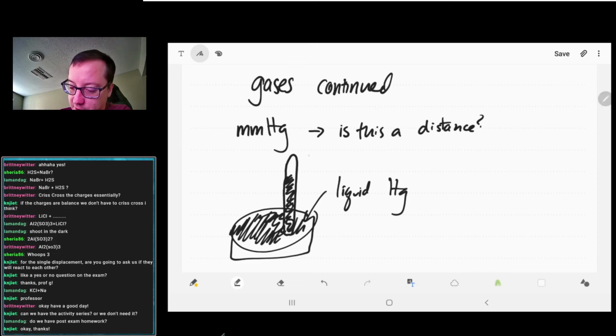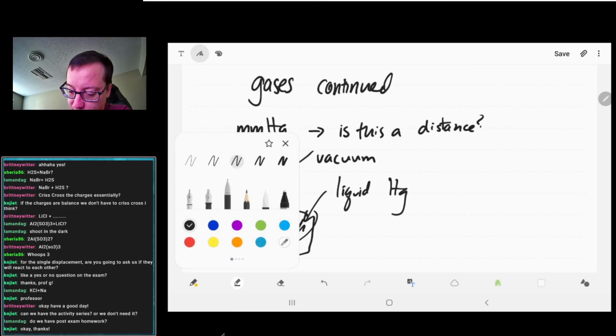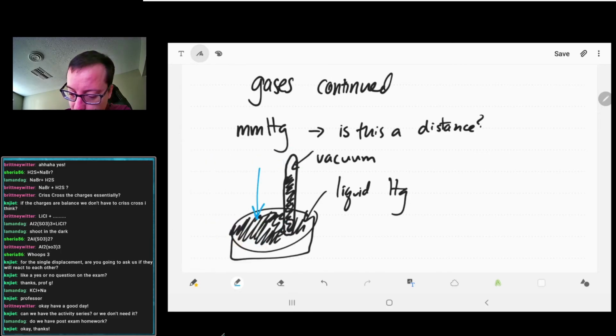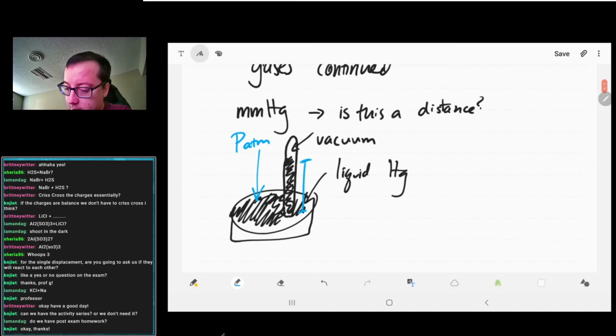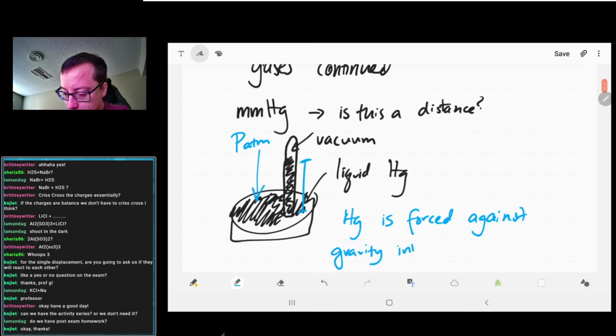And so you'd have this tube that had a vacuum inside it at the top. And you would see that the atmospheric pressure would be pushing down on this mercury, as the atmosphere does on everything. And it actually will force some of the mercury into the tube here. And so the mercury is forced against gravity into the tube.